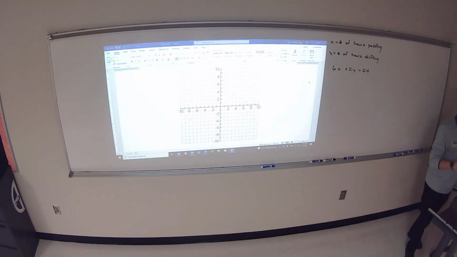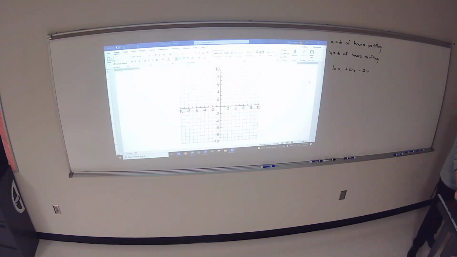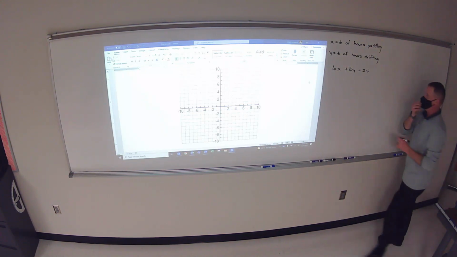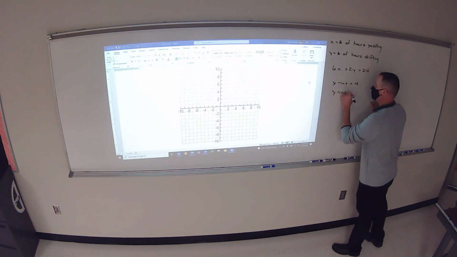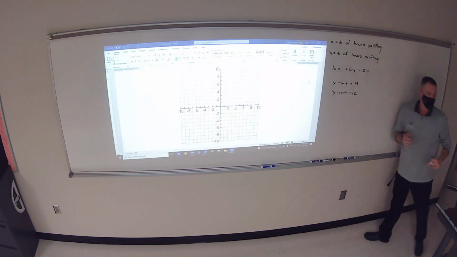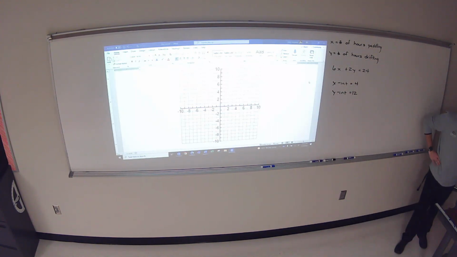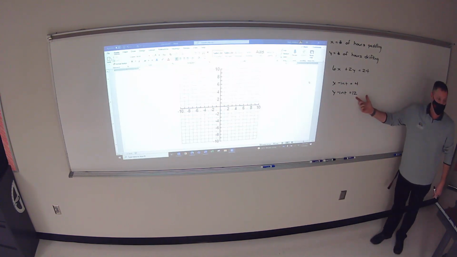The only way your variables should be flip-flopped is if you've chosen different ones. Now, I'm not going to go through all the work here unless we want to see it. We're going to get an x-intercept of 4 and a y-intercept of 12. What's this tell me I'm going to need to do to my graph? Make it bigger, right? I'm going to have to change my scale, because I can't go up to 12 on my y-axis.